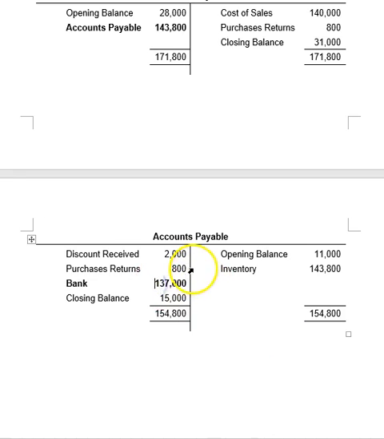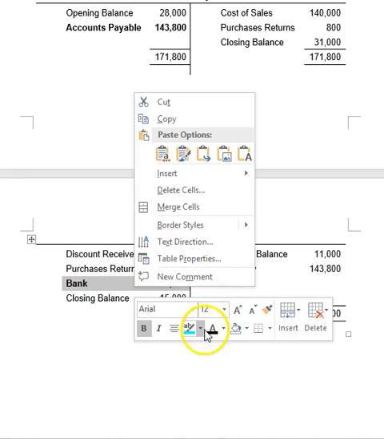Because when I pay my creditors, I credit cash at bank, debit accounts payable. So the debit side will be in the accounts payable account. Credit cash at bank, debit accounts payable. So this is the amount of money that I have paid to my suppliers.